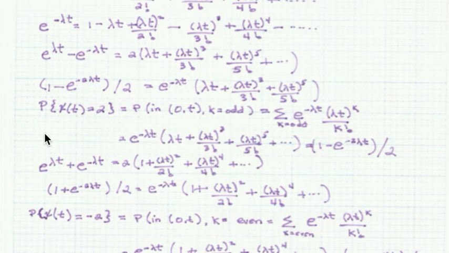When we set this up, we were asked to find out the value of x of t when it equals 2. And here we have it where p, basically in the interval 0 to t, k is odd and is equal to the summation over all the odd points of e to the minus lambda t times the quantity lambda t raised to the k power over k factorial.